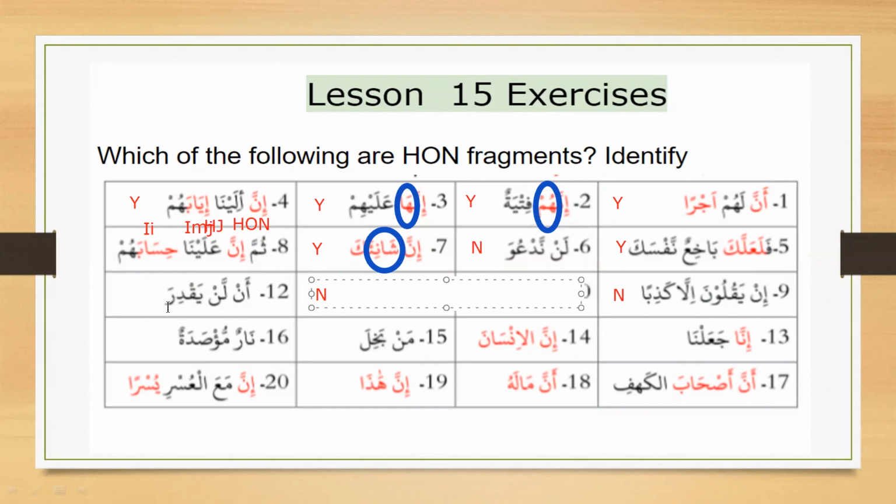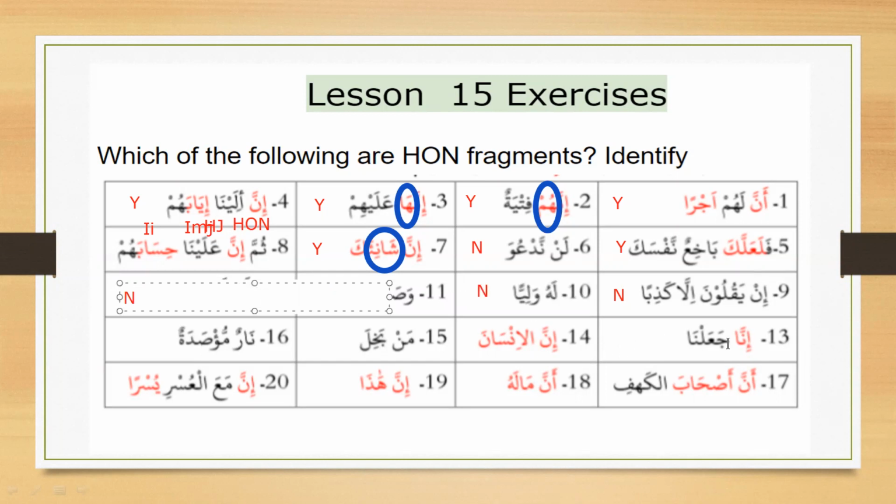An lan yaqdira. An, lan. There are two harfs, but none of these harfs are from the list: inna, anna, ka anna, bi anna, laita, lakinna, la'alla. So neither an nor lan is one of those 7 harf of nasb, right? So this is also no.